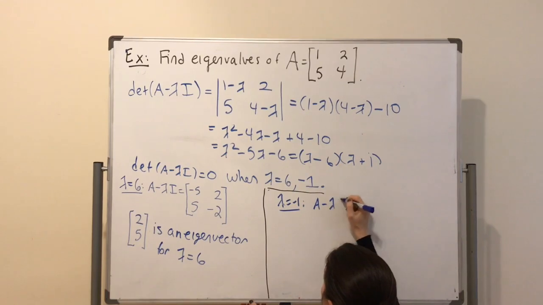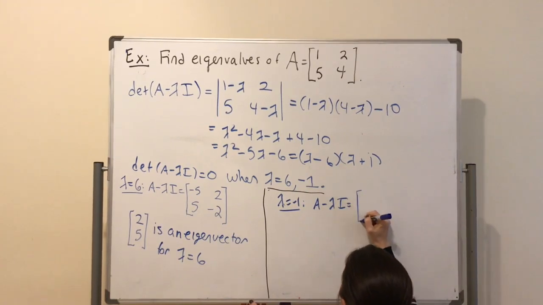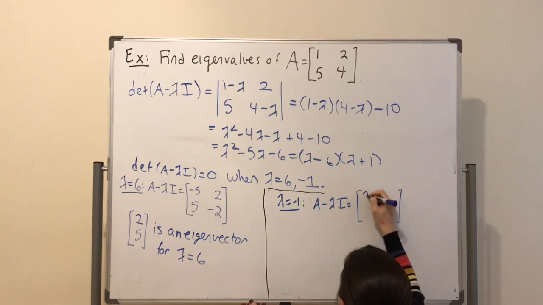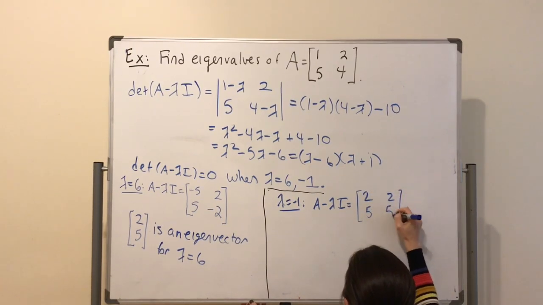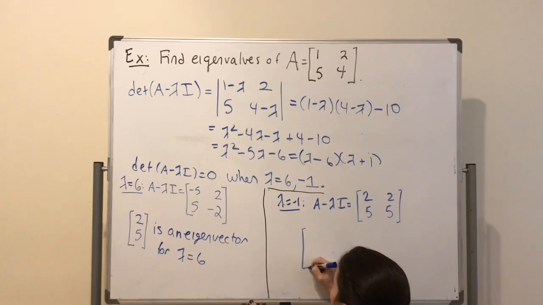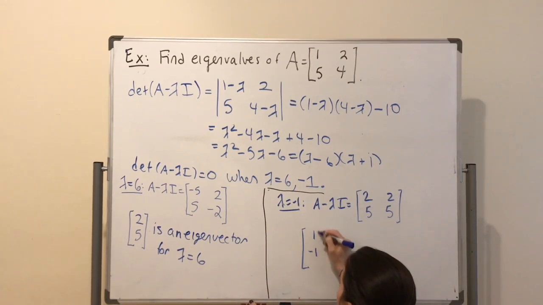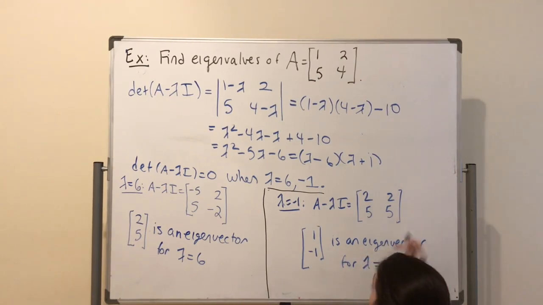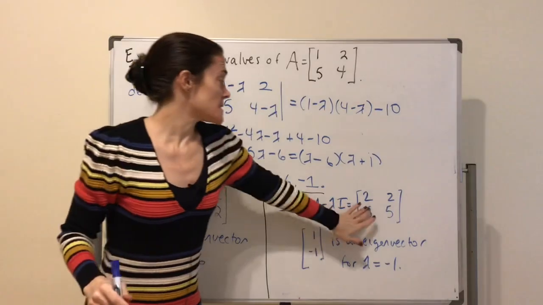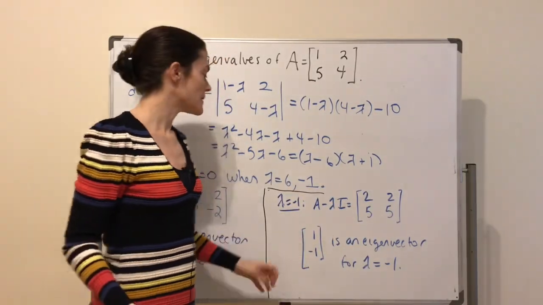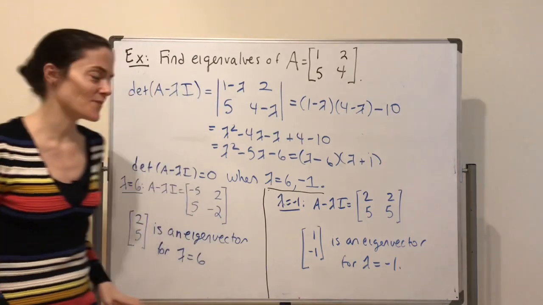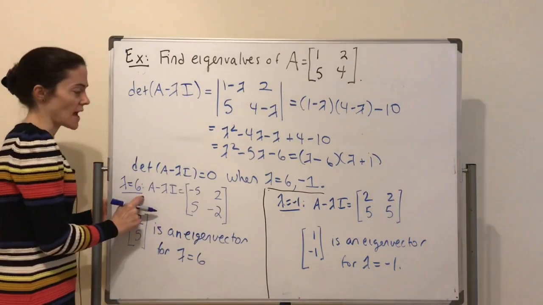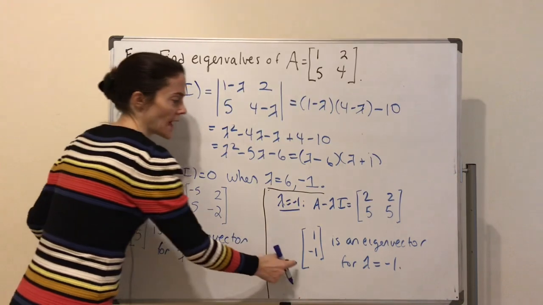A minus lambda I, we get 2, 2, 5, 5. And again, we can spot rather quickly here. For example, 1, minus 1 is an eigenvector for lambda equals minus 1. You can just take that vector and take this matrix times this vector and we get 0. Now, of course, these aren't the only choices I could have made, but for each eigenvalue, I found one eigenvector.